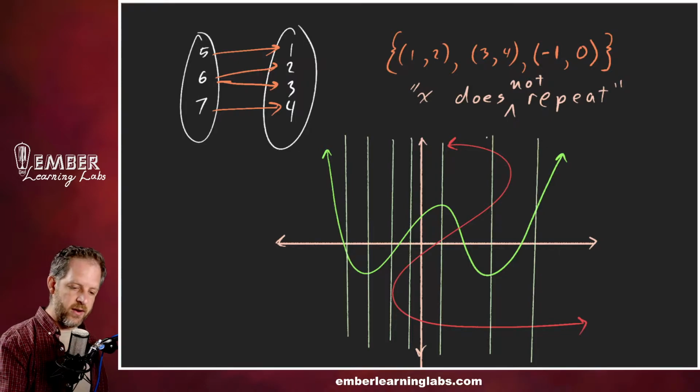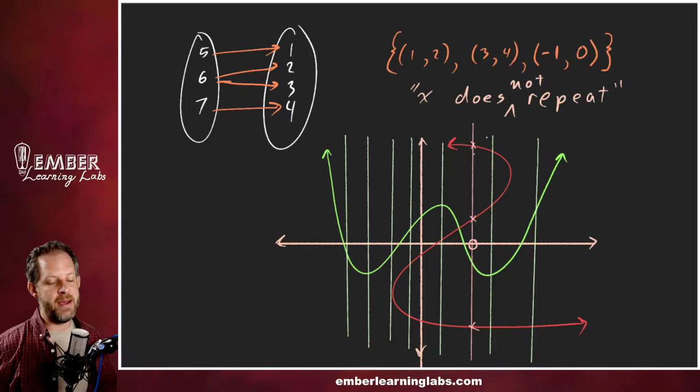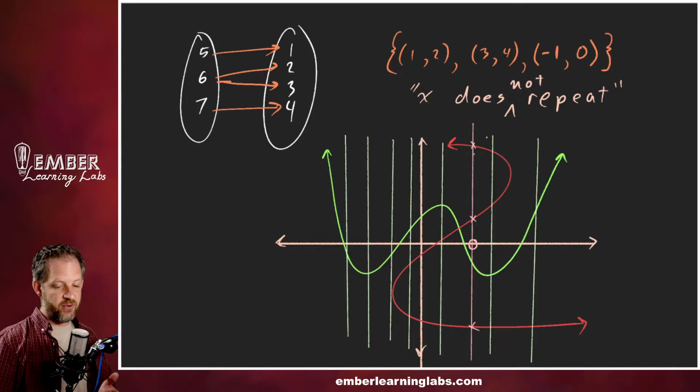But the red one, we can just have a single example showing that if we draw a vertical line here, it touches that graph once, twice, 3 times. So this red one, X repeats, right? It's mapping onto different places, for one member of the domain, the X part, it has 3 different places where it's mapped onto the range. So the red one is not a function, and the green one is a function. So that's what a function is.